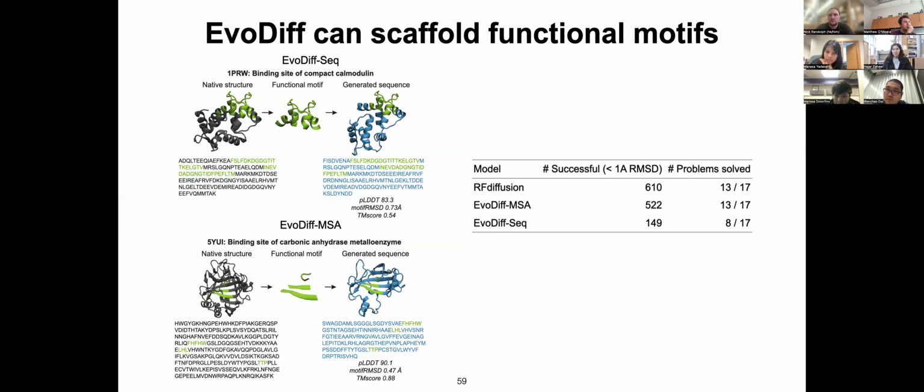RFdiffusion shows that they successfully scaffold 13 of the 17. EvoDiff MSA, on par, also successfully solves 13 of these 17. And EvoDiff-seq does a little bit worse in scaffolding, only successfully solving 8 of the 17.